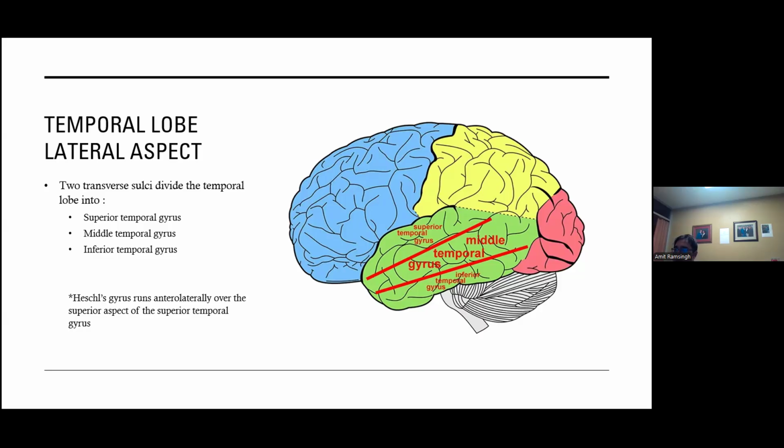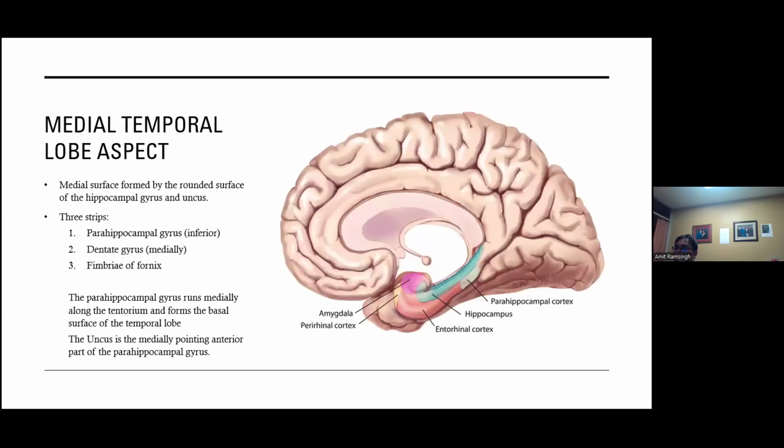Of note here, with the asterisk, is that Heschl's gyrus runs anterolaterally over the superior aspect of the superior temporal gyrus. We'll get into that a bit more when we talk about the auditory cortex. In terms of the medial aspect of the temporal lobe, it's a bit more complicated, but basically it's formed by the rounded surface of the hippocampus right there, the hippocampal gyrus, as well as this rounded eminence for the uncus.